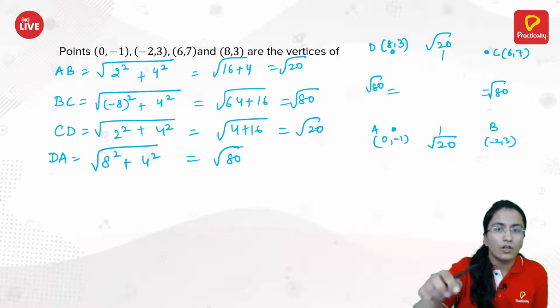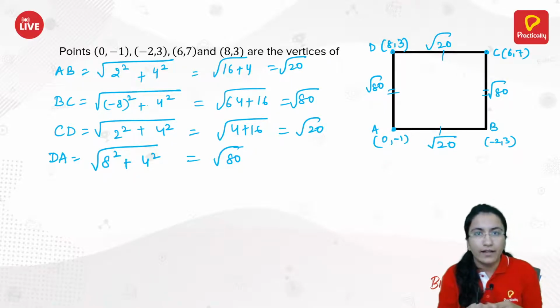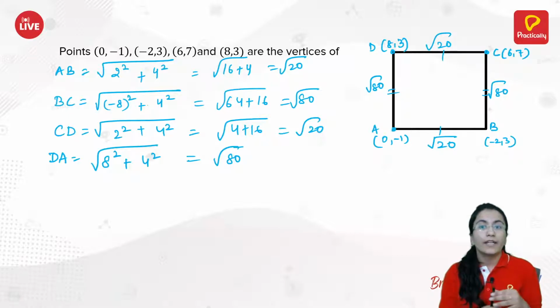The options given to you are rhombus, rectangle, and parallelogram but not a rectangle, as well as square. So definitely it is not a rhombus, as well as it will not be a square. You need to check whether it is a rectangle or not. Only based on that you will mark option A or B, right?